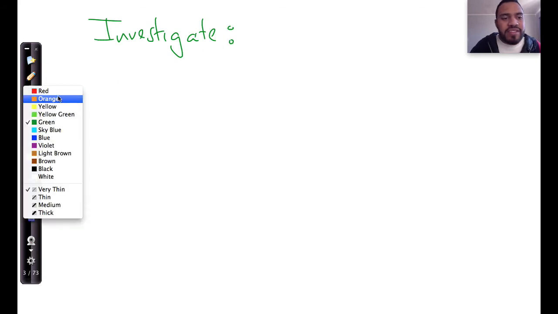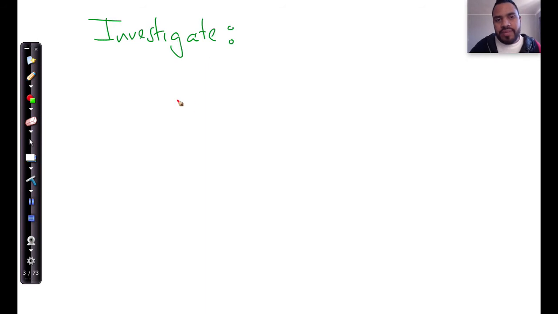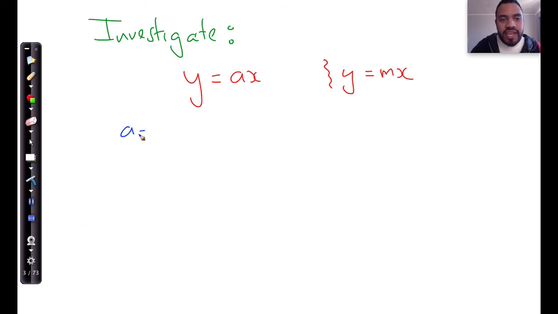I'm going to leave you with a task. It's an investigation. Okay, I'm going to give you the standard form of a straight line. And the standard form of a straight line is y is equal to ax. Sometimes you may see it as y equals mx. Now I'm going to ask you to investigate the effect of a when we plot this line using different values of a. So I want you to look at a equals 1, a equals 2, a equals 3, a equals 5, and then possibly also a equals 10.